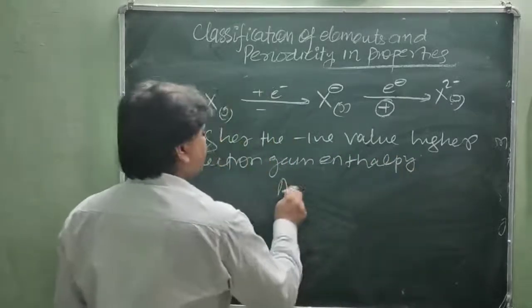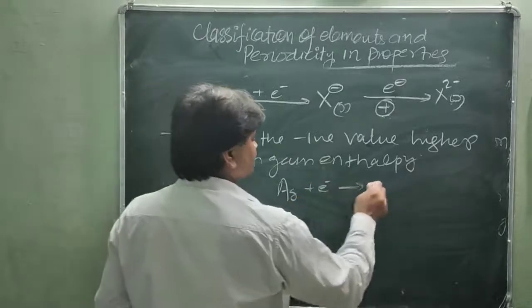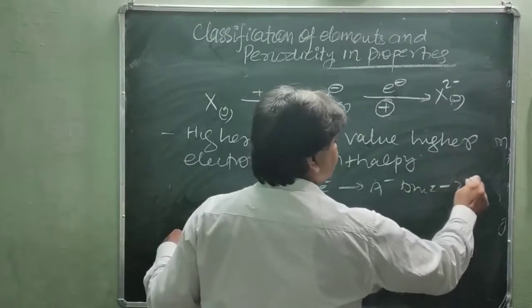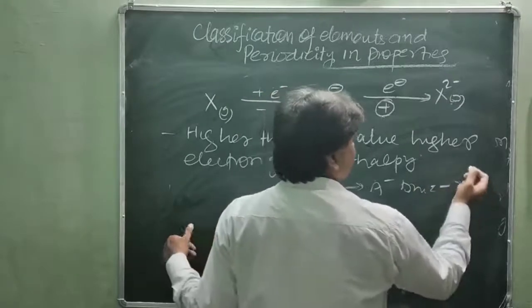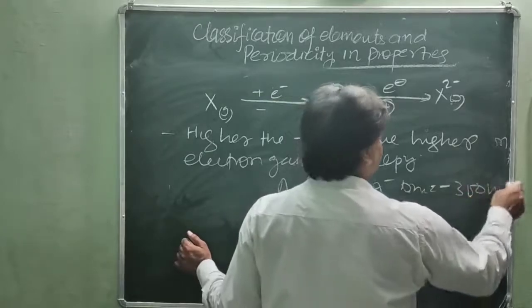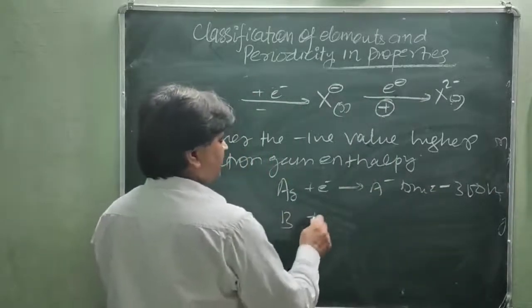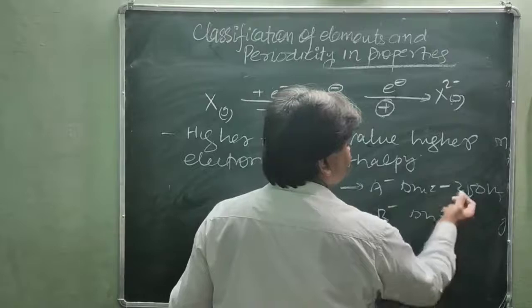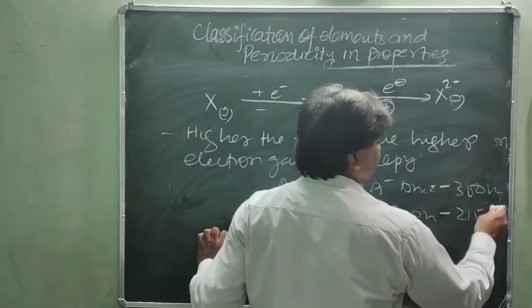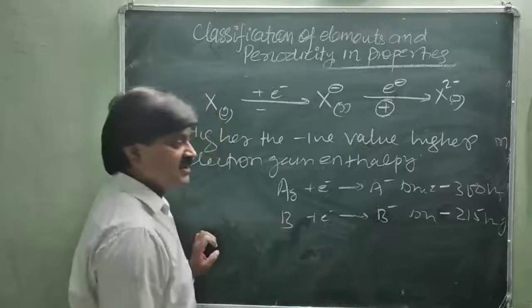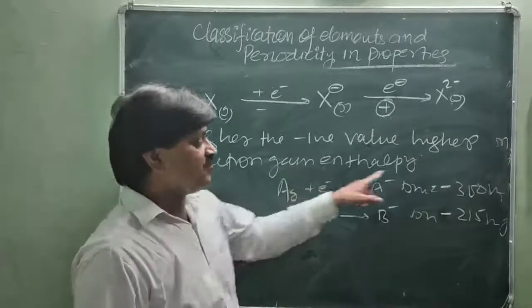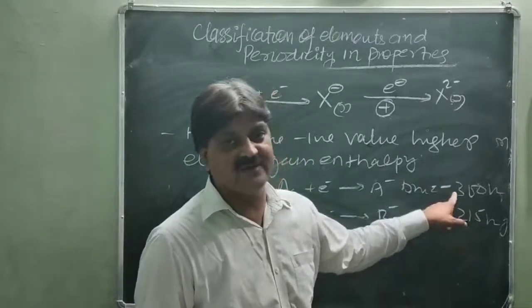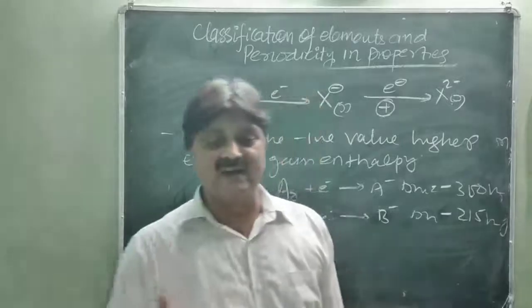Just like an element A, its electron gain enthalpy for formation of A minus is delta H equal to minus 300 kilojoule per mole, and another element B, by getting one electron to form B minus, has delta H of minus 250 kilojoule per mole. So which will have the higher electron gain enthalpy? Obviously A, because it is more negative, and B is less negative and more positive as compared to A. So higher the negative value, higher the electron gain enthalpy.